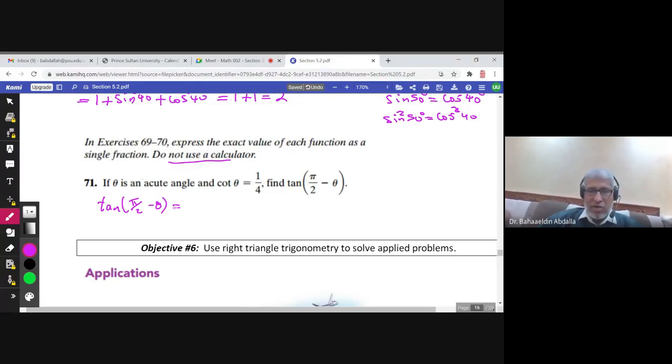We know from cofunction identities that cotangent theta is equal to tan pi over 2 minus theta. This is from cofunction identities. So we know also that cotangent theta from the question is 1 over 4. So tan pi over 2 minus theta would also be 1 over 4. And this is the answer to this question.